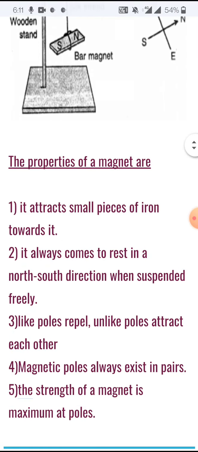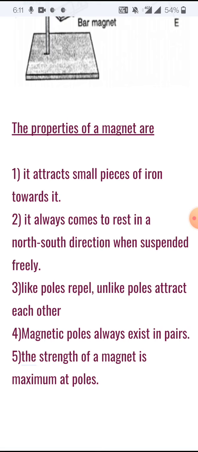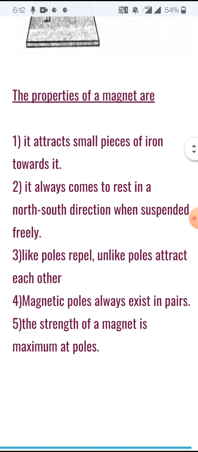Next topic, the properties of a magnet. It attracts pieces of iron towards it. Second point, it always comes to rest in a north-south direction when suspended freely. Third point, like poles repel and unlike poles attract each other. Fourth point, magnetic poles always exist in pairs. Fifth point, the strength of a magnet is maximum at the poles.